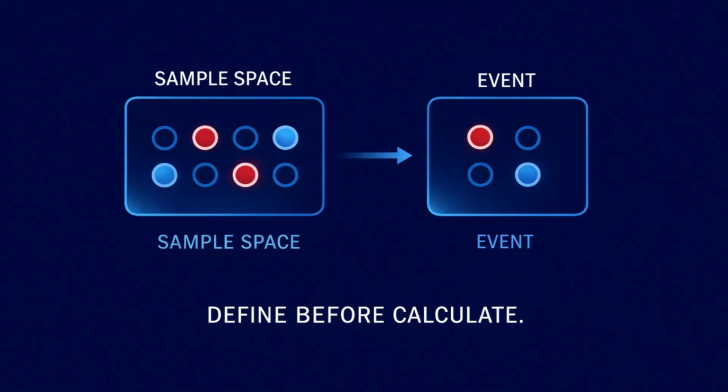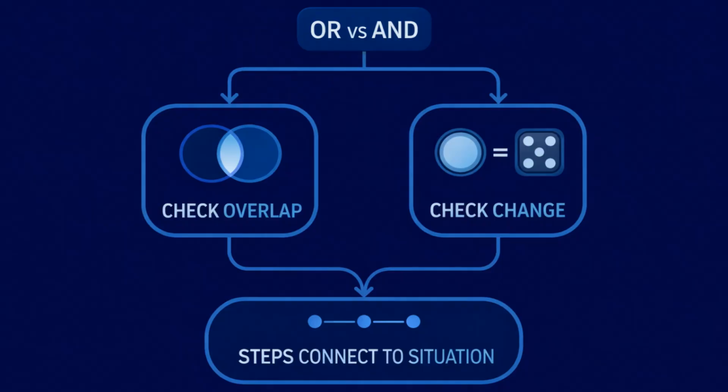Before finishing, it helps to reinforce a consistent process. Start by identifying the sample space, then clearly define the event in words. Next, notice whether the problem uses or and. For or problems, check for overlap. For and problems, check whether one event changes the probability of the other. Following these steps keeps probability problems organized and easier to interpret. Probability becomes much clearer when each step is spelled out and connected to the situation.